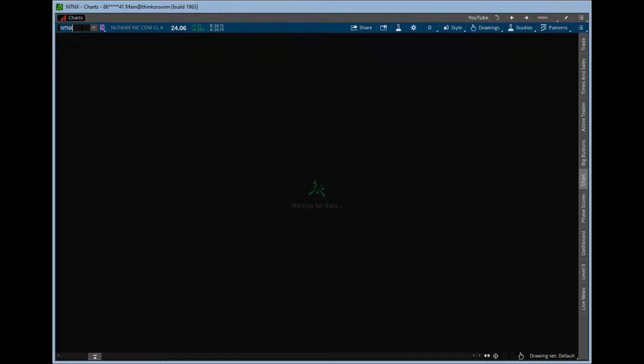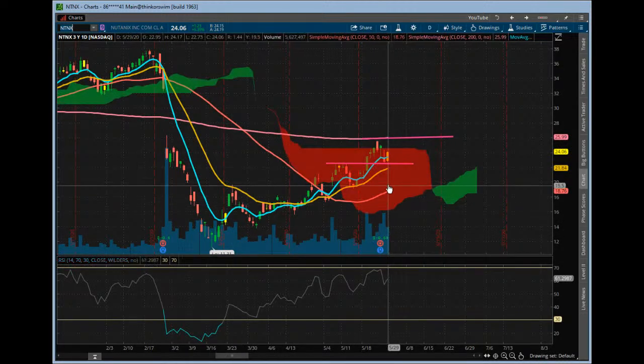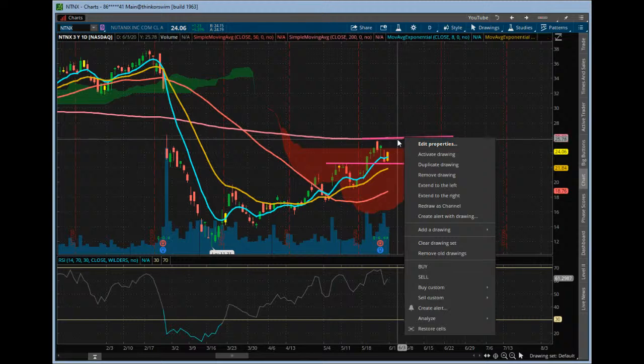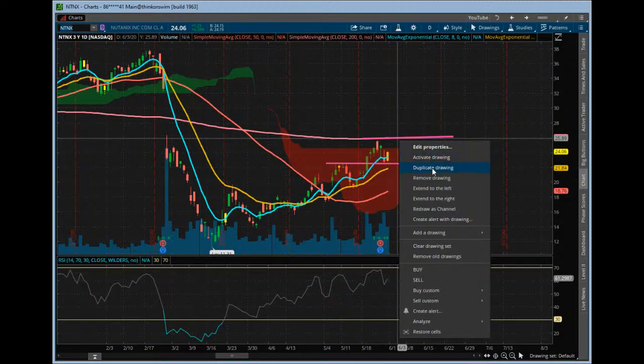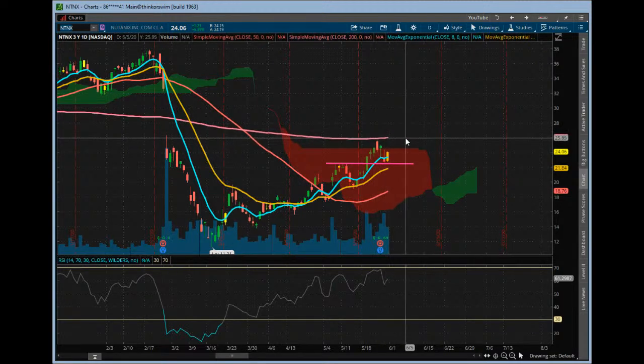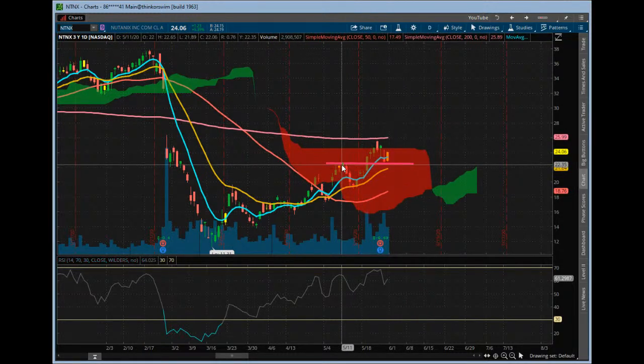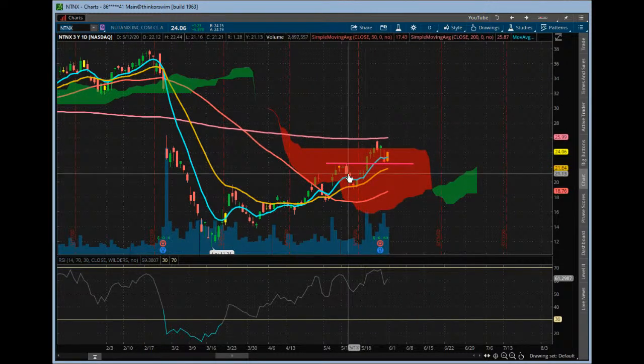Nutanix. So we had earnings the other day, and really didn't do too much off of that. So this is basically in the chop range right here. Inside day, this is sort of what we were looking at as a potential continuation here at the 200-day moving average. So let's see if we can get over 26 and see if we can hold there. Otherwise, let's see if we can defend this prior resistance level as potential support.